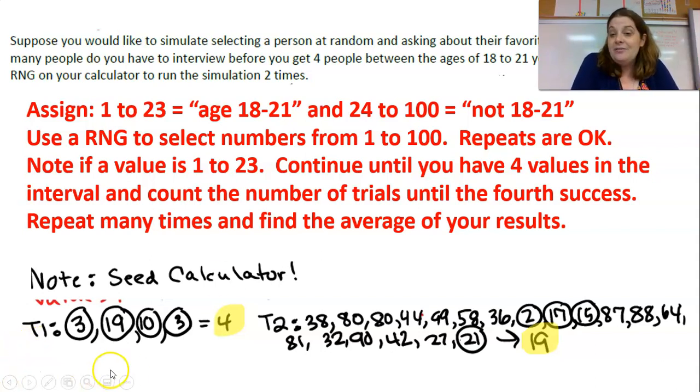All right, so the first time, my calculator spit out the number 3, and then 19, and then 10, and then 3. So I got 4 people between 18 to 21 right away, so 4 trials. The next time I had to work a little harder. It started off with a whole string of numbers that were not in the range, and then I got 3 in a row, and I got hopeful, and then I had a whole bunch more that were not in the range, and then finally, it took me 19 to do that. So I only had to interview 4 people the first time, but 19 the second time.